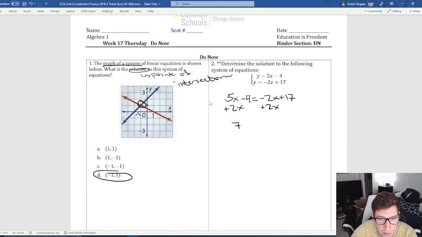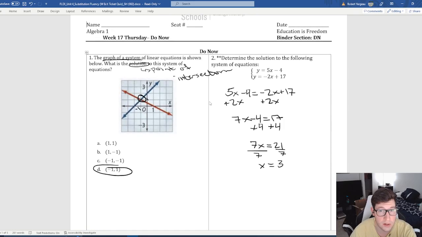I'm going to have 7x minus 4 is equal to 17. From here, I'm going to add 4 to both sides. Got to get that constant over there. What I'm going to have left, 7x is equal to 21. Well, from here, I can now divide by my coefficient, which is going to be 7, to learn that x is equal to 3. Fantastic, but remember, we're not done yet.